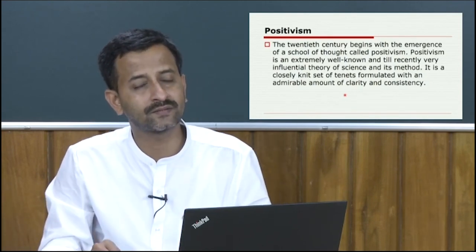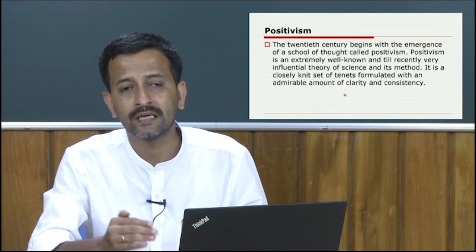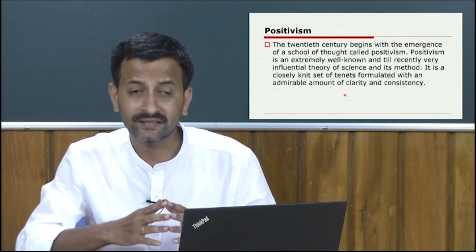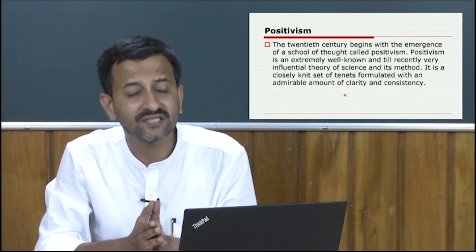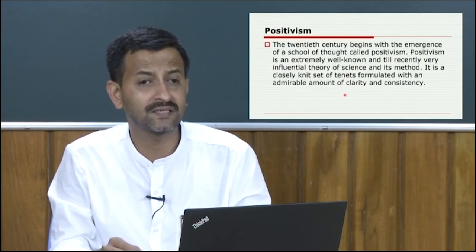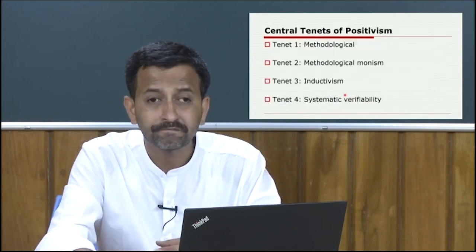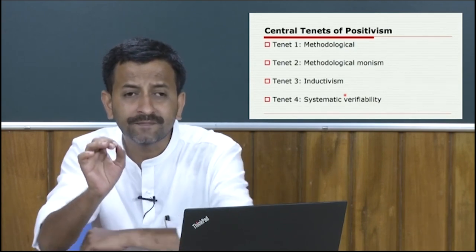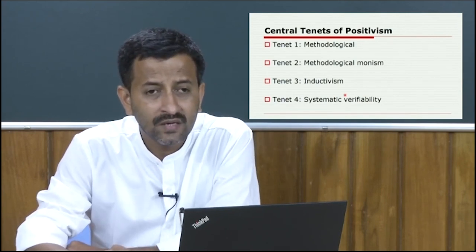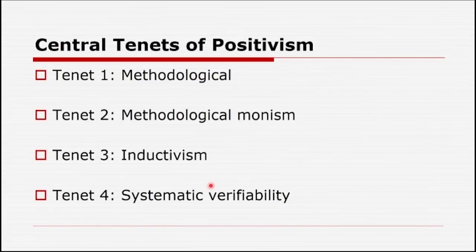Okay? In this context, we are going to discuss positivism as a method. We have only discussed positivism as a stage in the development of society, from theological stage to metaphysical stage to positivistic or scientific stage. But now we will see positivism as a method of science, as a method to generate knowledge, as a method to produce knowledge. This is very important. Okay? Now, if positivism even today is a very important method to produce scientific knowledge, then what are the central characteristics, what are the central tenets of positivism? Okay?